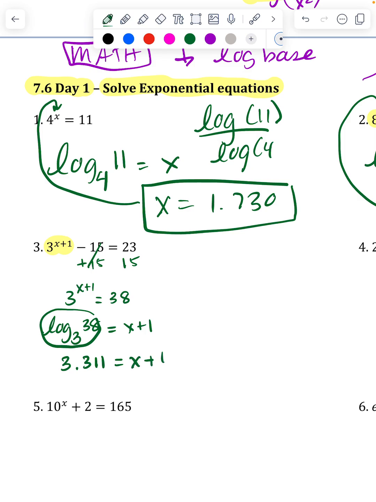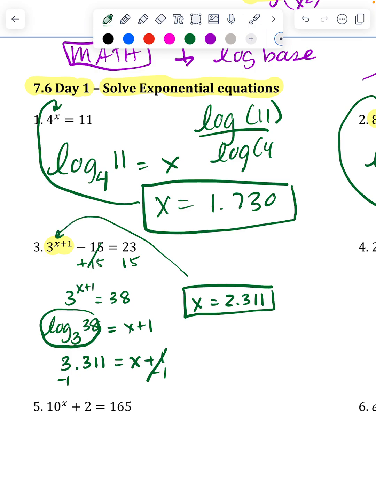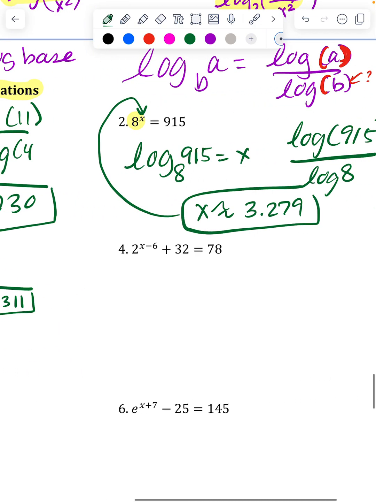And then to get your 1 alone, you just have to subtract 1 like you would in algebra 2. Or algebra 1, I mean. You are in algebra 2. And so in the end, I get 2.311-ish. And I can still go back and plug that in up here and do all the math to see if my answer is right, just like you always can with solving.